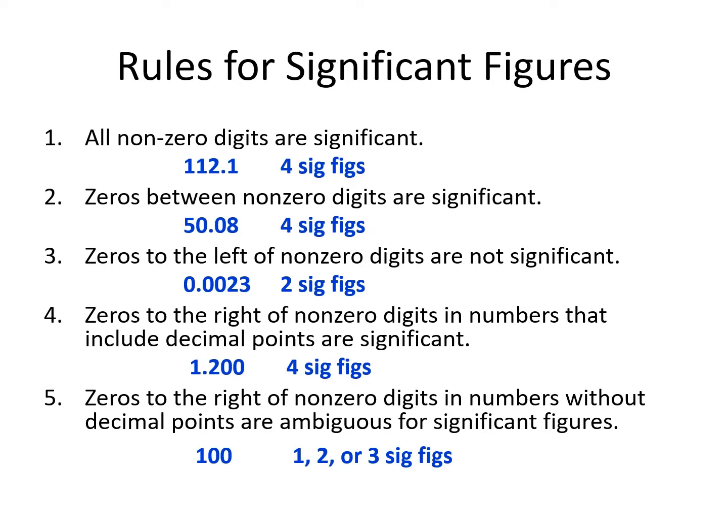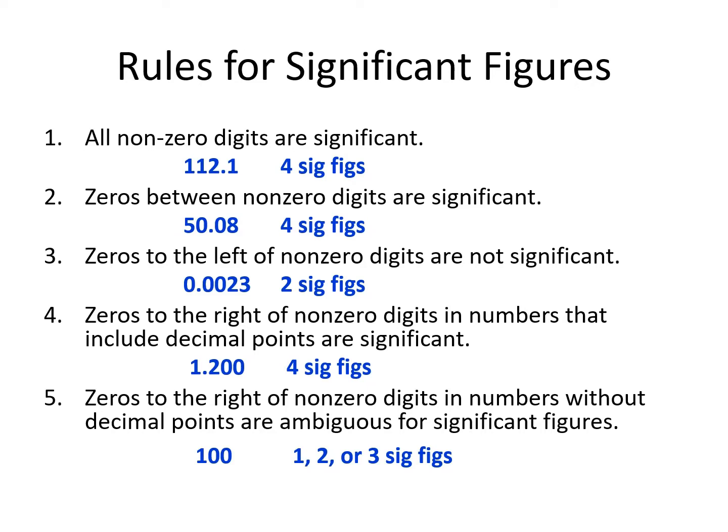Rule number 5 says that when there is not a decimal point in the number, zeros to the right of non-zero digits are ambiguous. We don't know how many significant figures this type of number has. For example, let's say we have the number 100 with no decimal point. This could have been measured to the ones place, the tens place, or the hundreds place. The number alone does not communicate that without a decimal point.